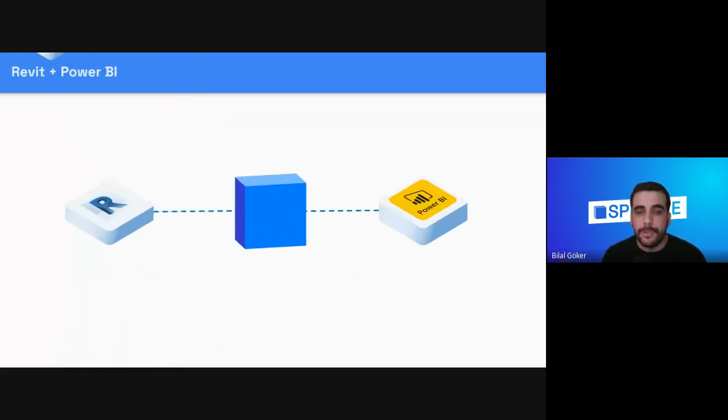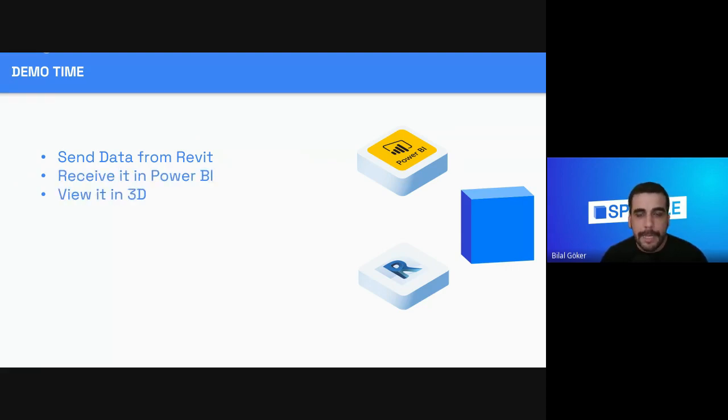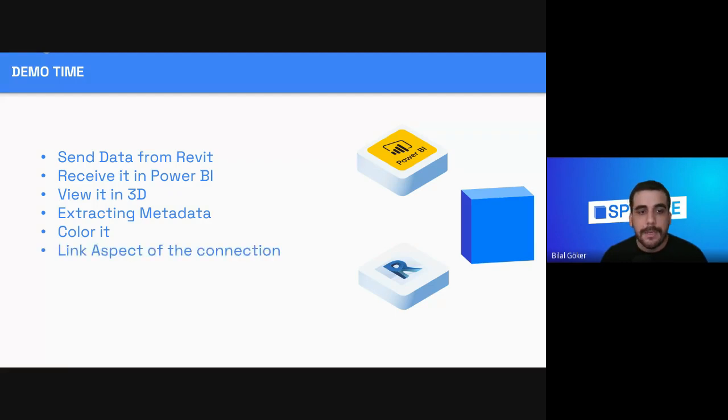And specifically, we're going to talk about the Revit Power BI connection. So let's dive into it. What are we going to do? First, we are going to send our model from Revit to Speckle and then receive it in Power BI. In Power BI, we are going to view the model in 3D within the Power BI environment, and then we're going to extract some metadata, some properties from what we sent from Revit. And we will use the coloring functionality of the 3D viewer visual to color our model in 3D. And then we'll also highlight the link aspect of the connection.